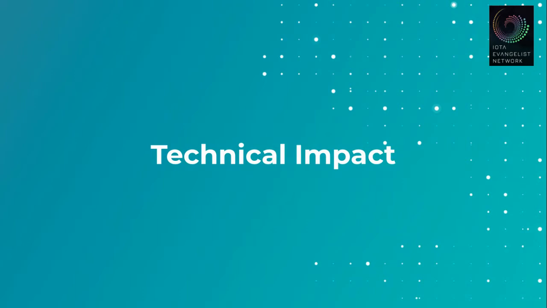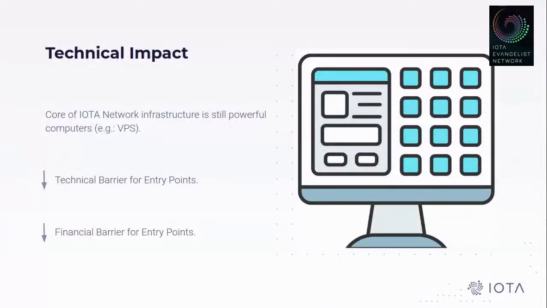So, talking a little bit about the technical impacts that I'm trying to bring with Honeycomb OS. The core of the IOTA network still needs to be powerful computers, for example, virtual private servers and cloud infrastructure, to have the core of the IOTA network running and stable. But with Honeycomb OS and Raspberry Pis, I want to lower the technical barrier for entry points to the network. Not only the technical barrier, but also the financial barrier, because Raspberry Pis are so cheap.